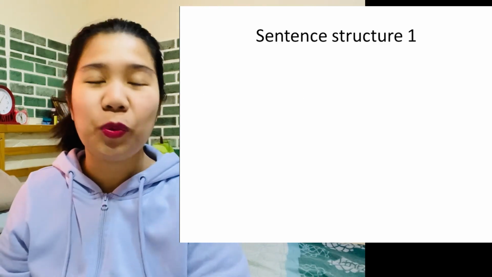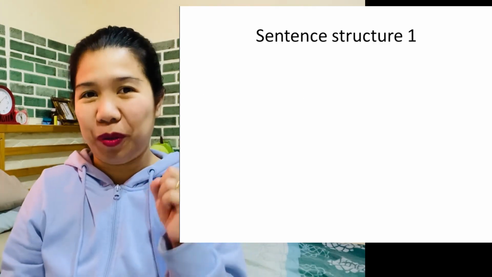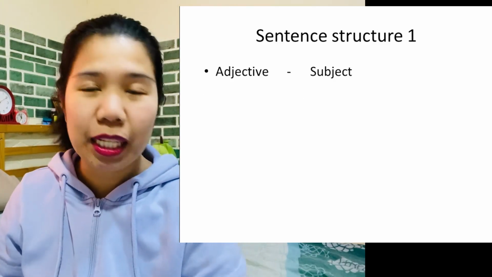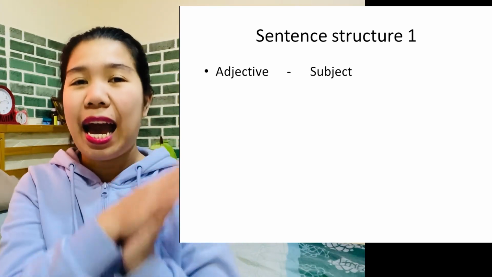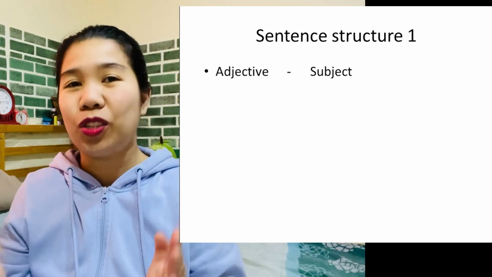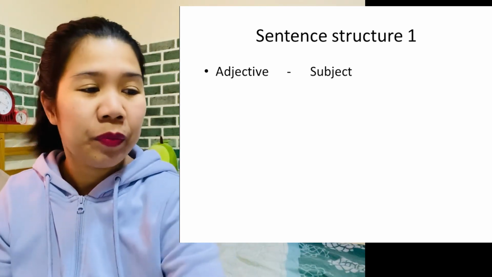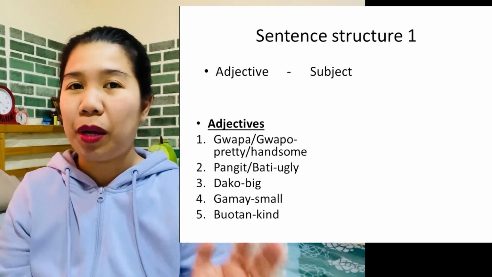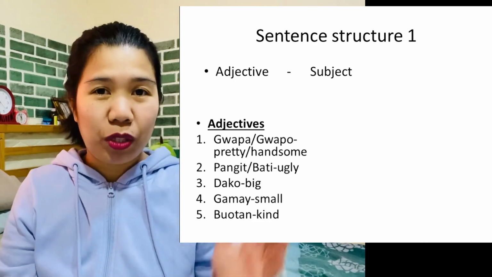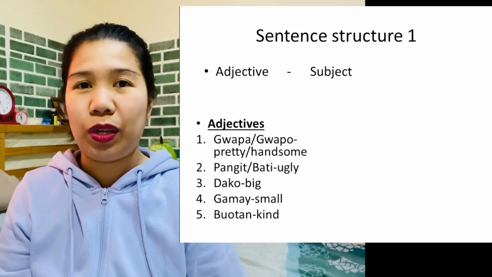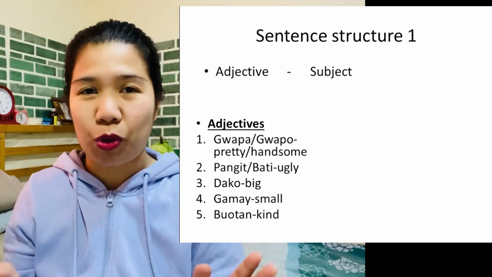Okay, so let's start with Bisaya sentence structure number 1. Bisaya sentence structure number 1 is adjective and then subject. Adjective, or the describing word. We have a lot of describing words or adjectives, but today we will be focusing on 5, for the sake of understanding the structure.